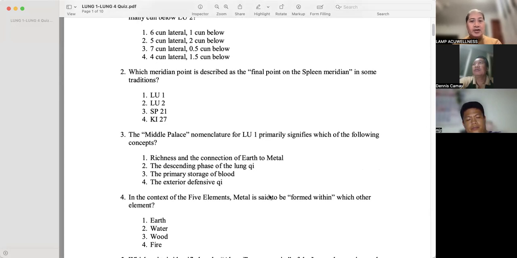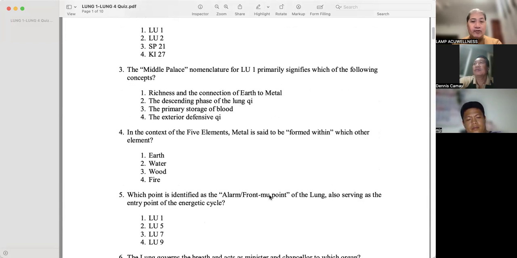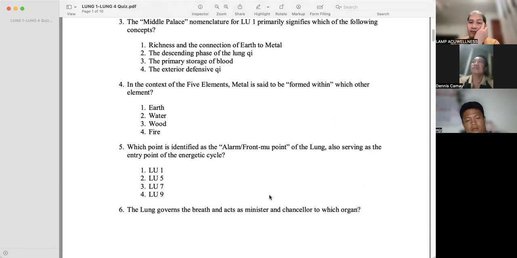Which meridian point is described as the final point on the spleen meridian in some traditions? Lung 1. The middle palace nomenclature for lung 1 primarily signifies which of the following concepts? Richness and the connection of earth to metal. In the context of the 5 elements, metal is said to be formed within which other element?